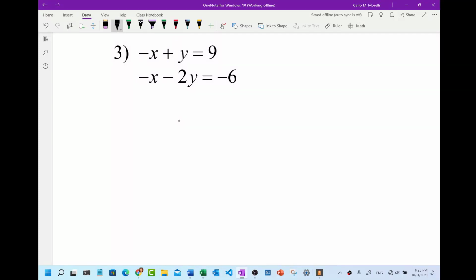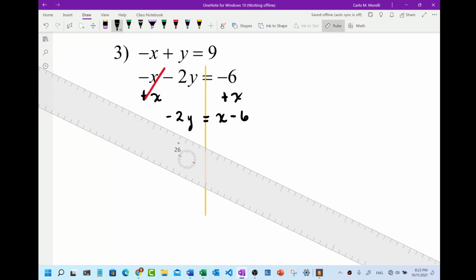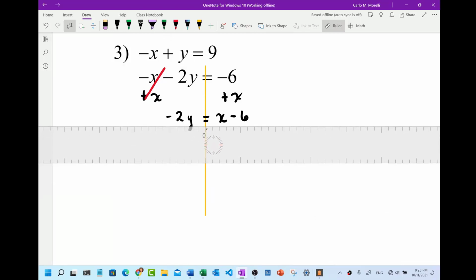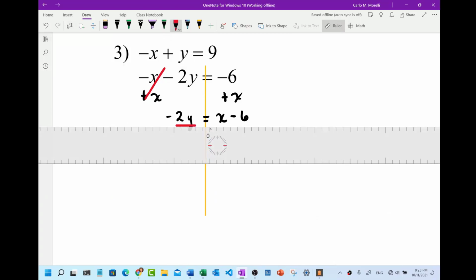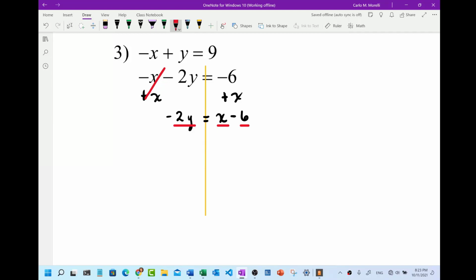So again, we're substituting, so we'll just do the bottom one here. Let's add x to both sides, and then we'll have these cancel out, leaving negative 2y equals x minus 6. And now I have to divide everything by negative 2. Okay, so I'll divide everything by negative 2.